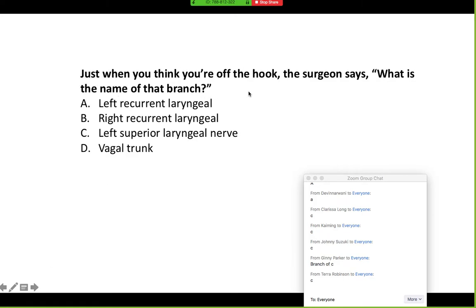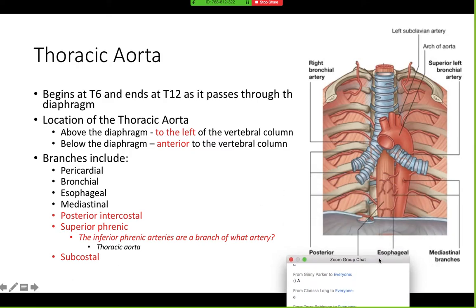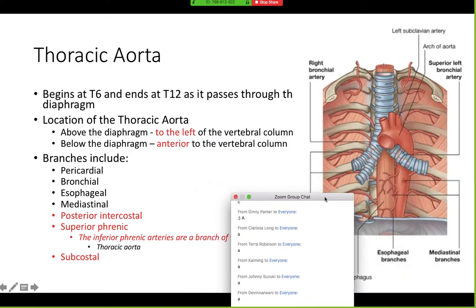Just when you think you're off the hook, the surgeon says, what is the name of that branch? A, left recurrent laryngeal. Good job. Okay. Next we have the thoracic aorta.